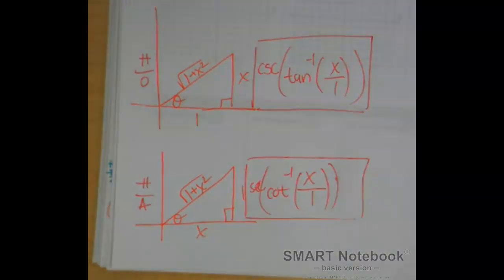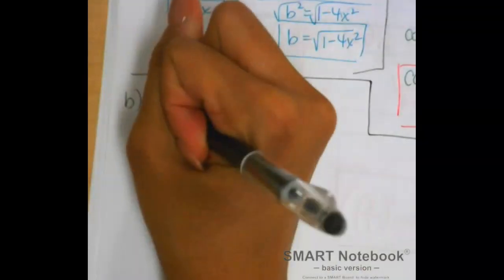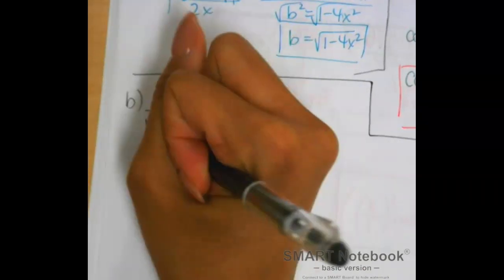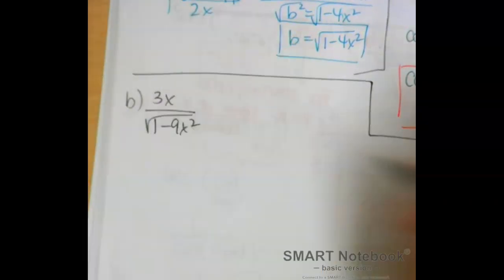So on the back side of the page, guys, I'm going to do one more question with you, and you're going to do the last one. You can probably do both, so if you want to do both, feel free. But I'm going to do letter B with you on the back. All right, so on the back side of the page, I already have SOHCAHTOA at the top. I'm going to do letter B here. This will be 3x over the square root of 1 minus 9x squared.